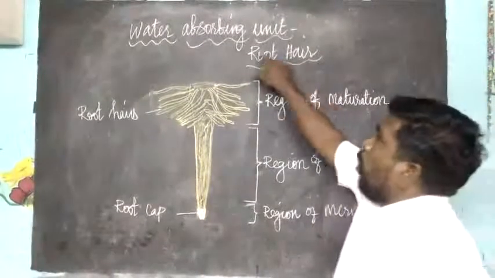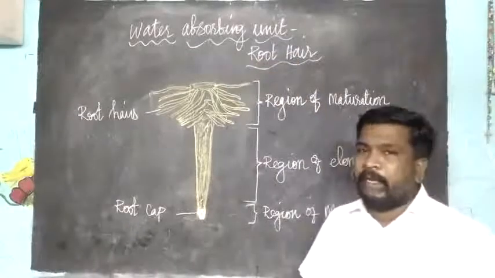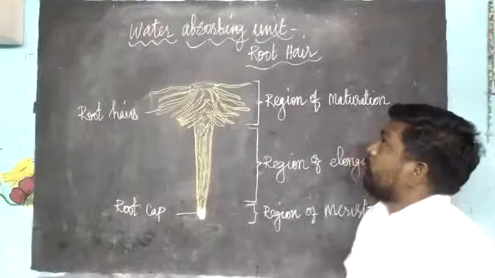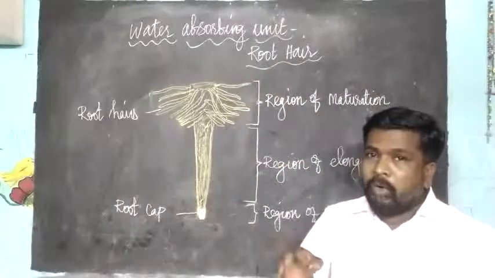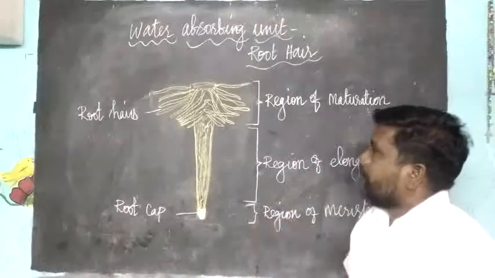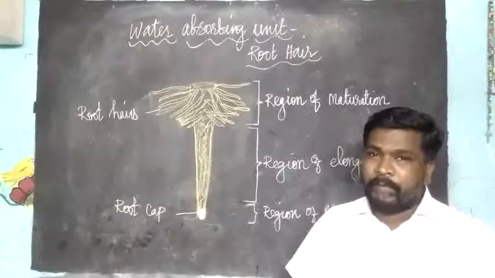Okay, now the water absorbing unit. The root hairs are considered the water absorbing unit of the plant. The mature root contains millions of root hairs. These root hairs help the absorption process from the soil.